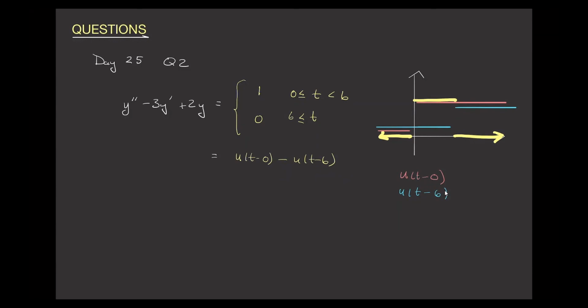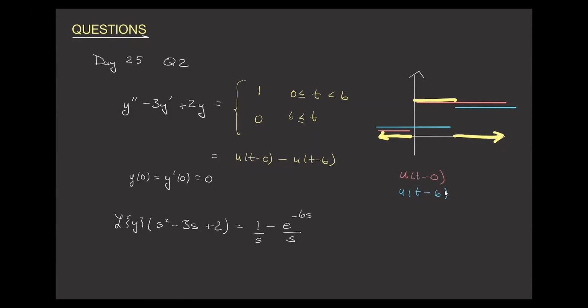And we also need this following information, which is y of 0 and y prime of 0 are equal to 0. And then applying Laplace to both sides, we get the Laplace transform of y times s squared minus 3s plus 2 is equal to, taking the Laplace transform of this will give us what? 1 over s, and then e to the negative 6s. That's just applying Laplace transform to both sides.